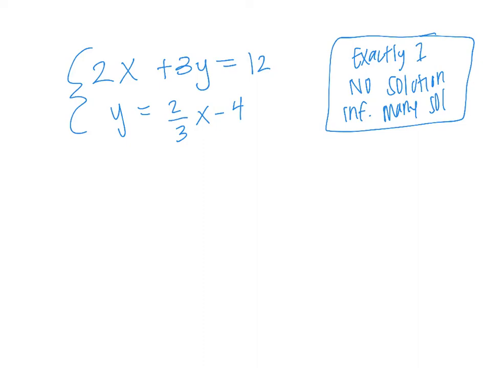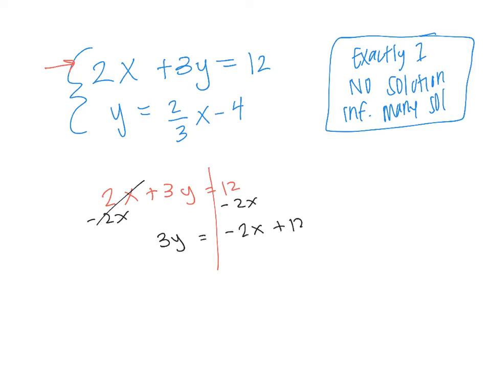Well, in order to tell, both of your equations need to be in slope-intercept form. You can't tell if they're in different forms, so we need to take this top equation and turn it into slope-intercept form. So 2x plus 3y equals 12. My goal is to get y all by itself. So I am going to minus the 2x's to the other side. Bam. So now I'm left with 3y equals negative 2x and positive 12. Last step, divide everything by 3. So now we are left with y equals negative 2/3 x, and then plus 12 divided by 3 is 4.